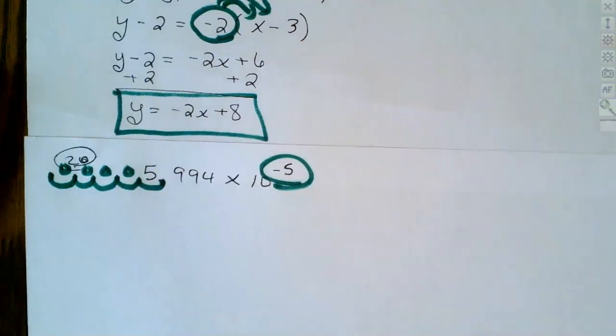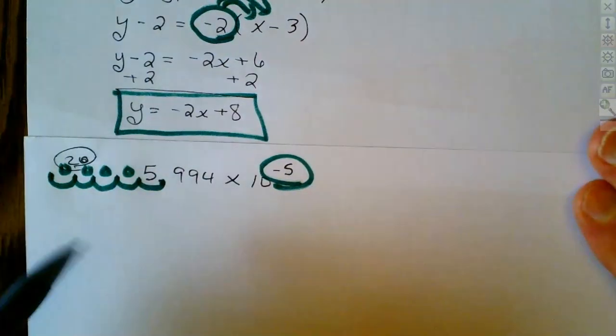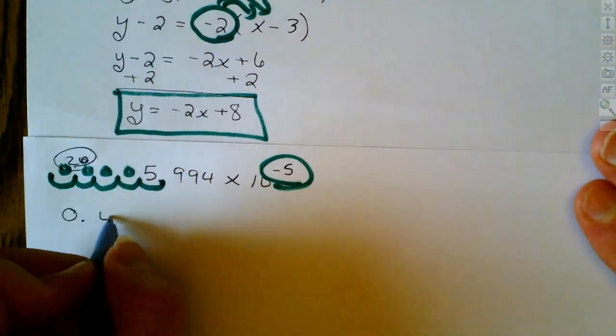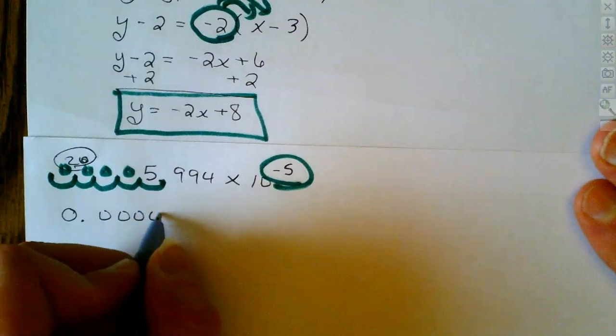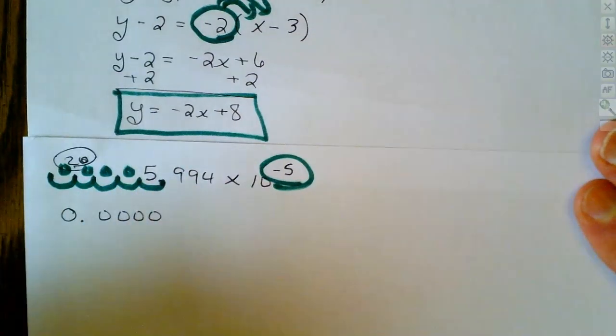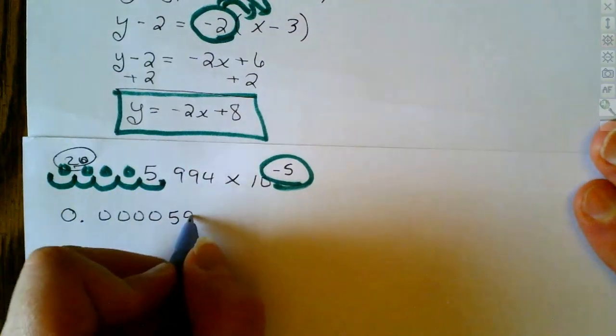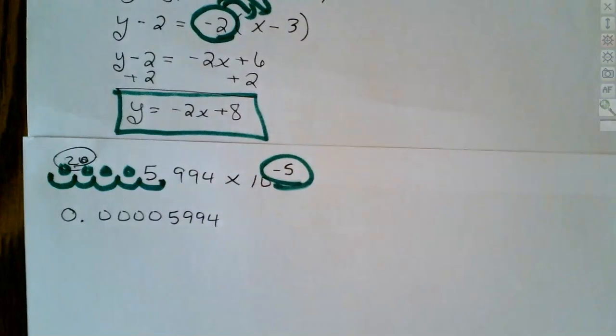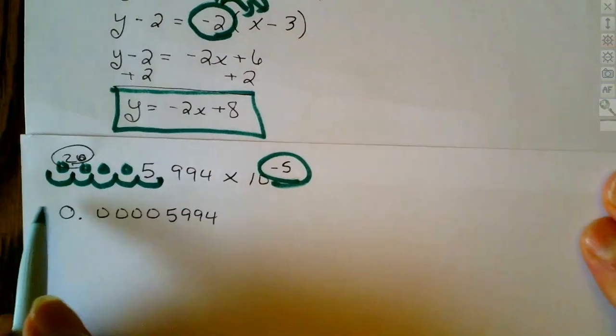And then I always like to start off with a 0 at the beginning. So rewriting this, I've got 0.0000, 1, 2, 3, 4 zeros, a 5994. And that is your answer in standard notation. So all we had to do was just rewrite it in standard notation.